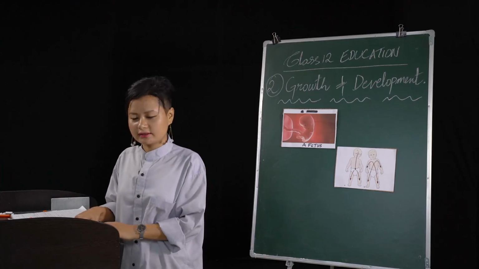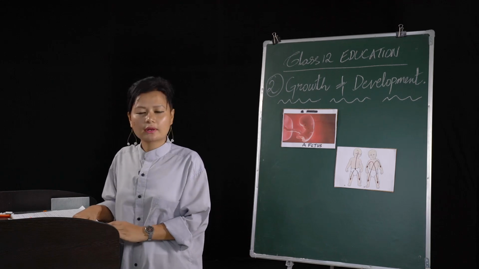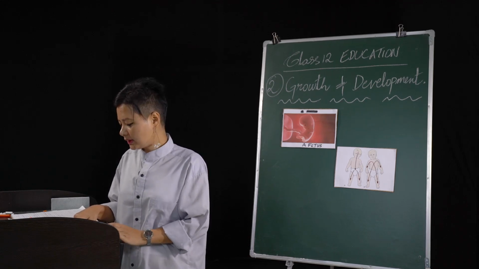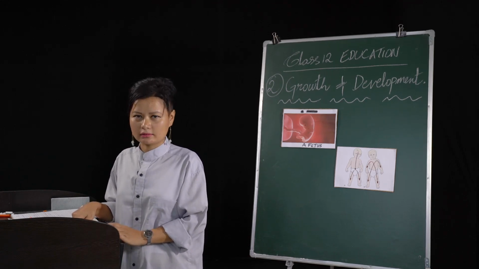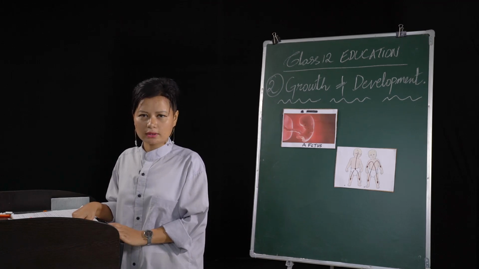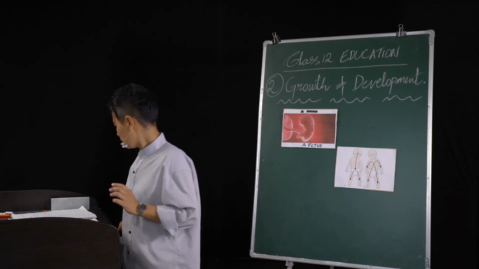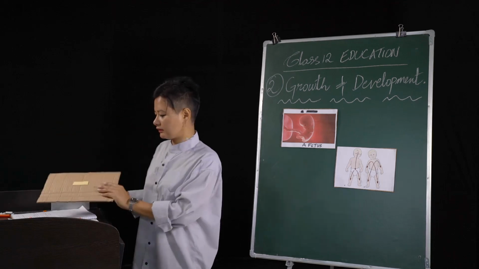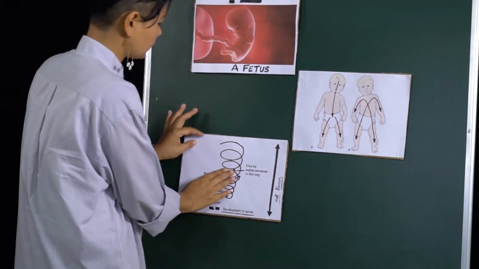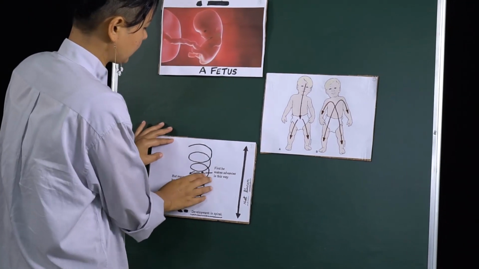Now, if you look at the ninth principle of growth and development, the ninth one says that development is spiral and not linear. So, what is spiral and what is linear? Let us now try to understand this point better. Here, students, I want you to look at this picture.